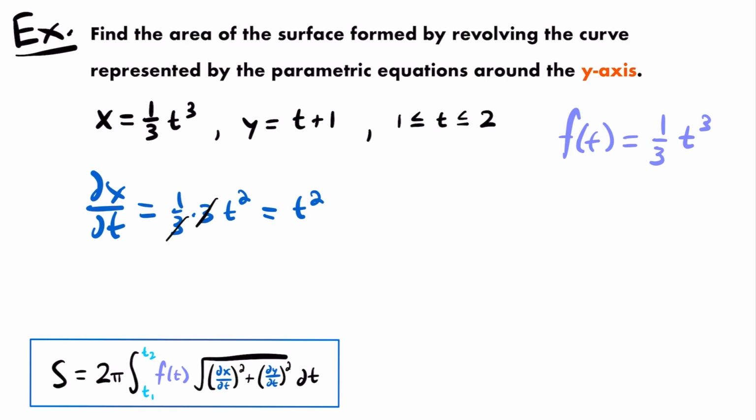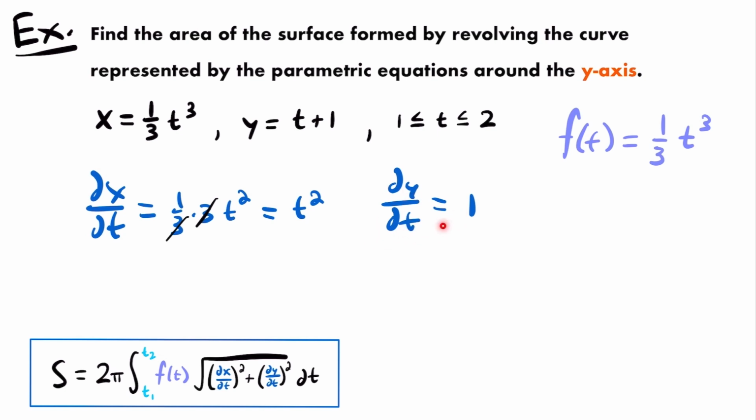All right, now for dy dt, that's the derivative of y with respect to t. That will be equal to the derivative of t plus 1. And the derivative of t is 1, right? The derivative of t to the first power will just be equal to its coefficient, which would be 1. We just have 1t. And so we have 1 plus the derivative of 1, but 1 is a constant, and so the derivative is 0. So dy dt is just 1.